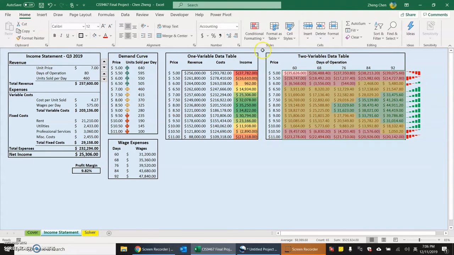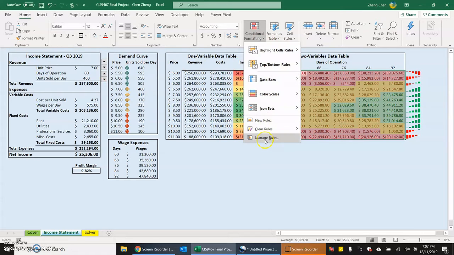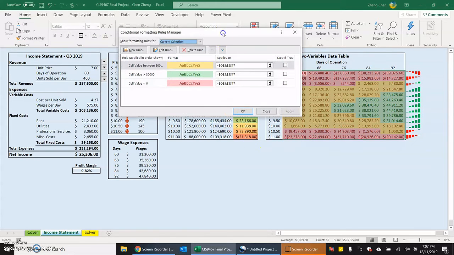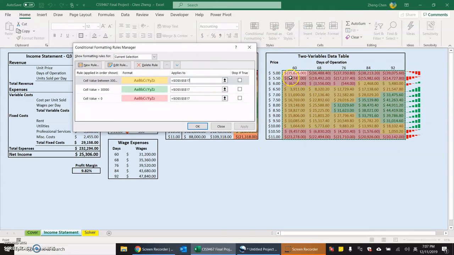Going back to the conditional formatting, there is a manage rules option. If we click into the first one, we can see that all the numbers between 30,000 and 0 are highlighted in yellow. All the numbers higher than 30,000 are highlighted in green, and all the numbers below 0 are highlighted in red.